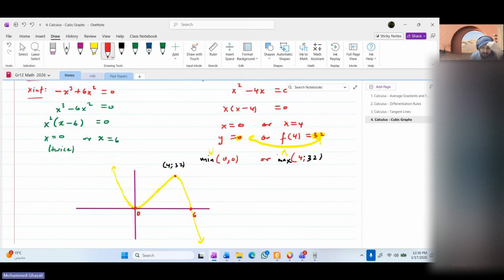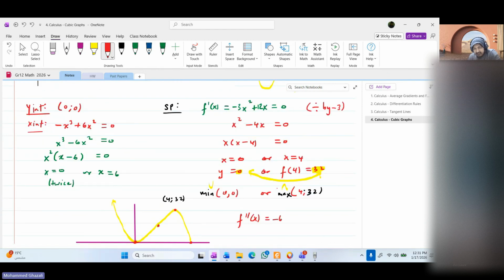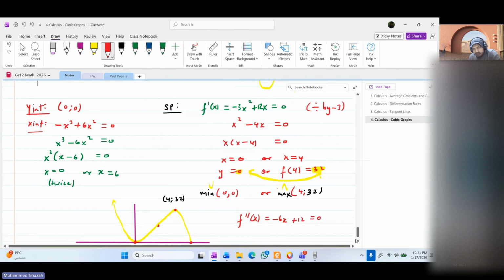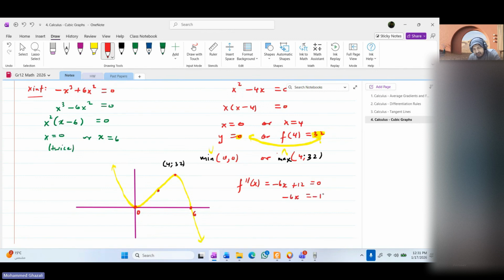You can find the x-intercept, the y-intercept. You can even find the inflection point here. The inflection point is found using the double derivative. Let's just do it for this example. F double prime x: 2 times minus 3 is minus 6, so minus 6x plus 12 is equal to 0. Now, if you solve this, minus 6x equals minus 12. So x is equal to 2. So the inflection point is at 2.